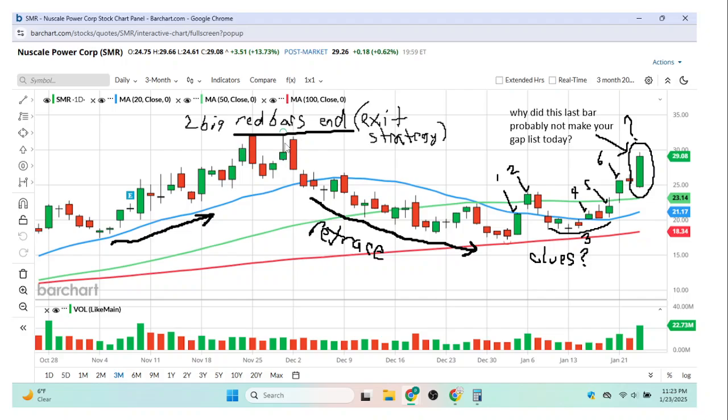And this bar too, this topping tail bar. It makes a new high, puts in a topping tail, then next day puts in a big red bar. To me, that's it. Now we have to think about, most traders talk about entry strategies, patterns, trends, right? But you really need to be thinking about for yourself, what is your exit strategy? When am I going to sell this stock?